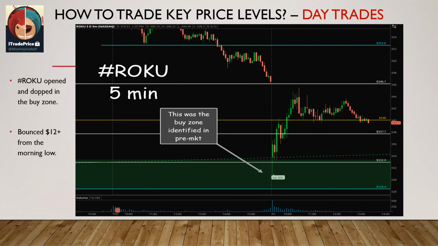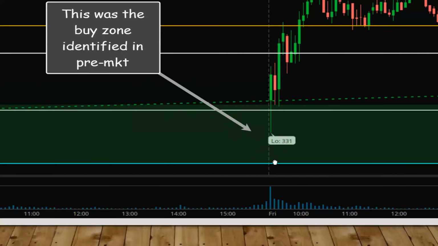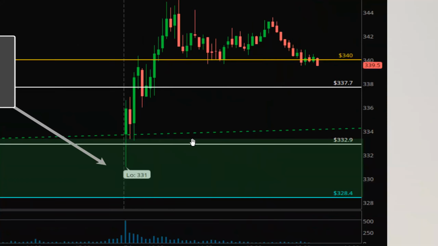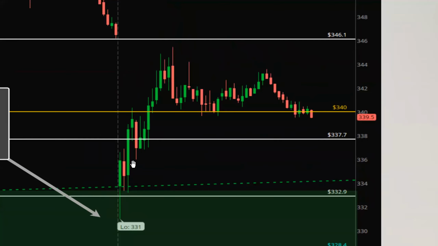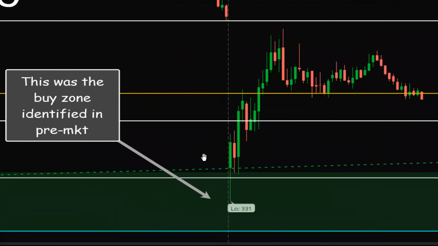Roku. So this is, again, a 5-minute chart. You can see when Roku opened, it opened right above 332.9. It dropped all the way down to 331 in the first 5 minutes, and then gave out this long bottom wick. And then for the next 10 minutes, it just stayed in the same area. And then it just shot up like $10, $12 in the next 30 minutes or so. So that was the alert.